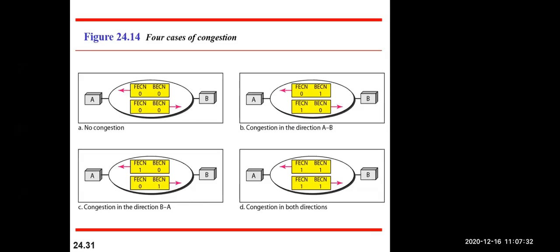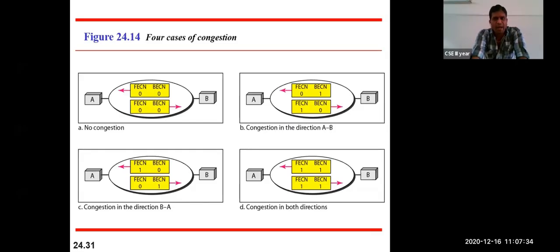There is no forward congestion towards A. There is no backward congestion towards B. In the direction from B to A, there is no forward congestion and no backward congestion. Bit. From A to B is the next one.